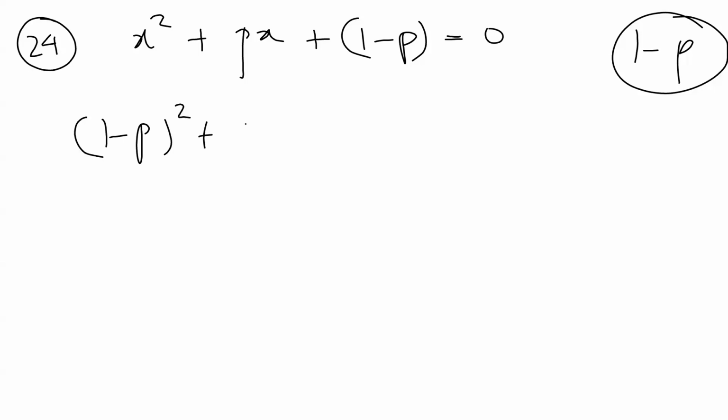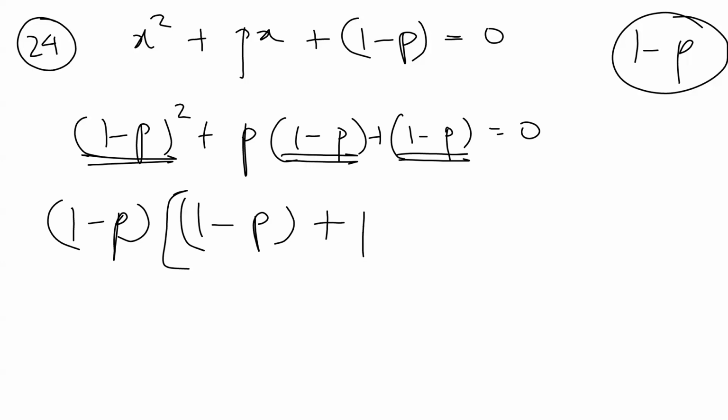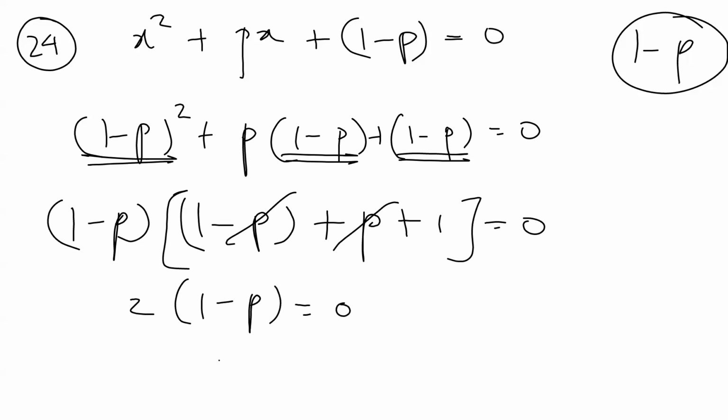So p into 1 minus p plus 1 minus p equals 0. Take 1 minus p common. So 1 minus p plus 1 is equal to 0. This is gone. So 2 into 1 minus p equal to 0. So p equal to 1.